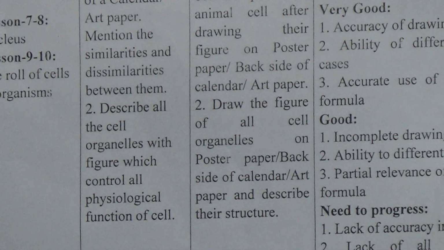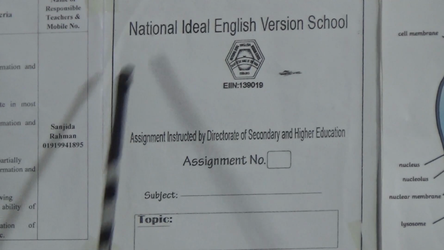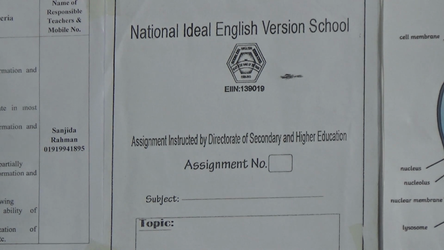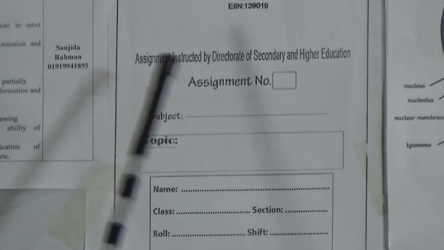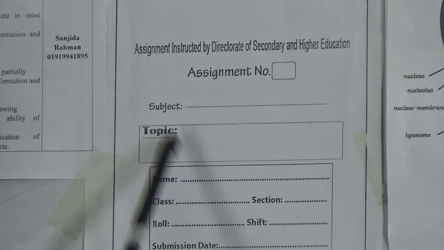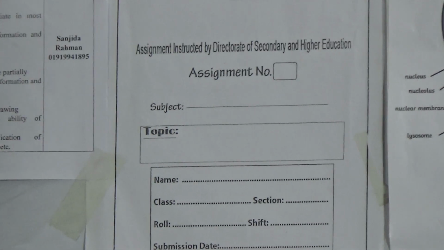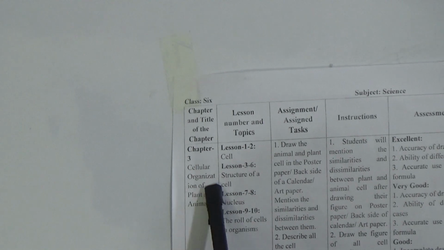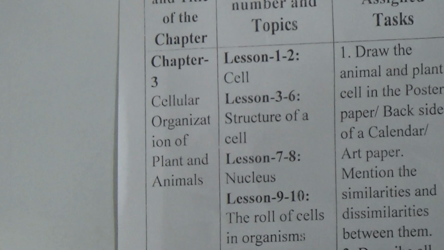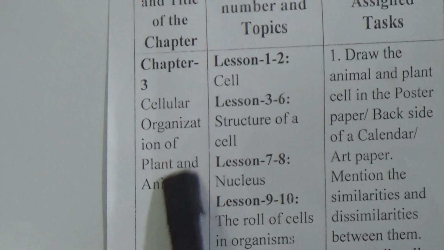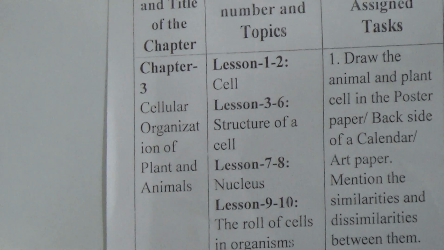Here is the assignment cover page. You know about this before because you submitted assignment number 1 and 2. Here is the cover page of the assignment, and you will write subject, assignment, 12-week assignment, and topic. Topic is chapter 3, cellular organization of the plant and animal cell, and write your name, class, section, roll, shift and submission date.